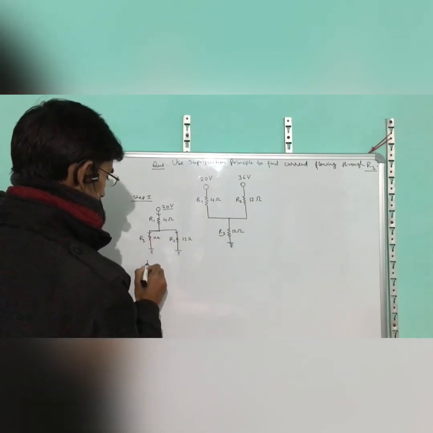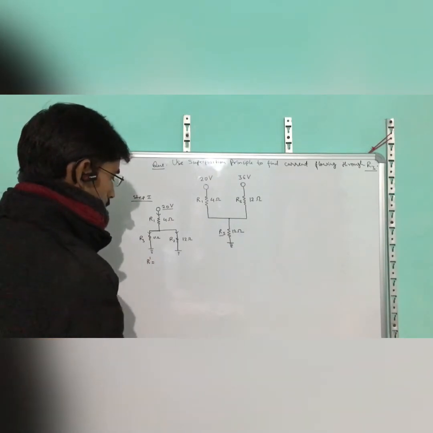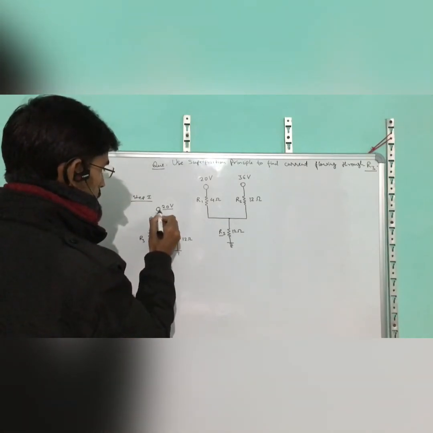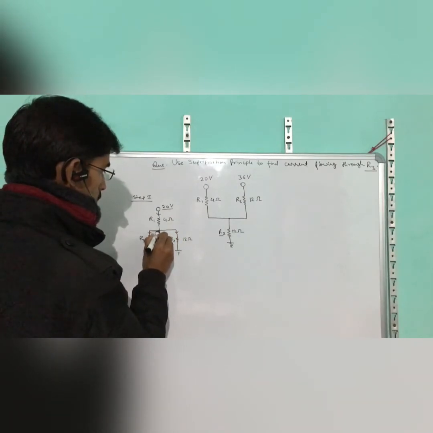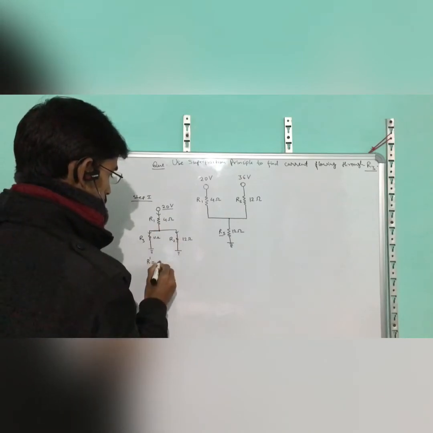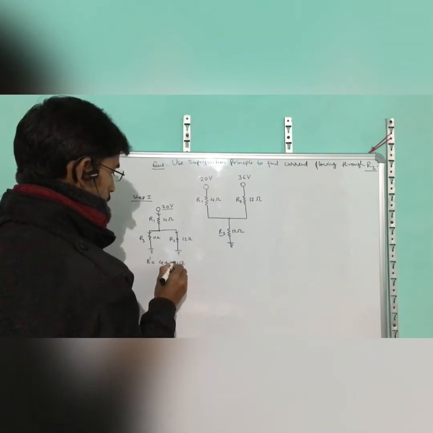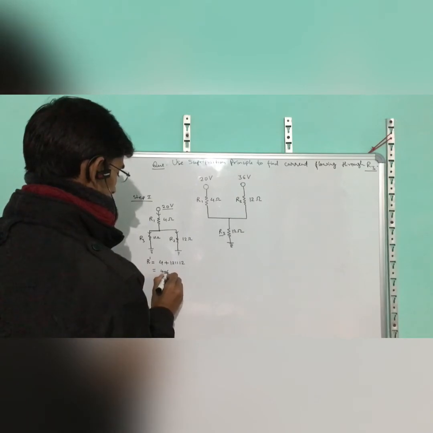So first, the total resistance, let us write R dash, as seen from this voltage source, will be 4 ohm in series with the parallel combination of these two. So 4 plus 12 parallel 12, which will be 4 plus 6, which will be 10.